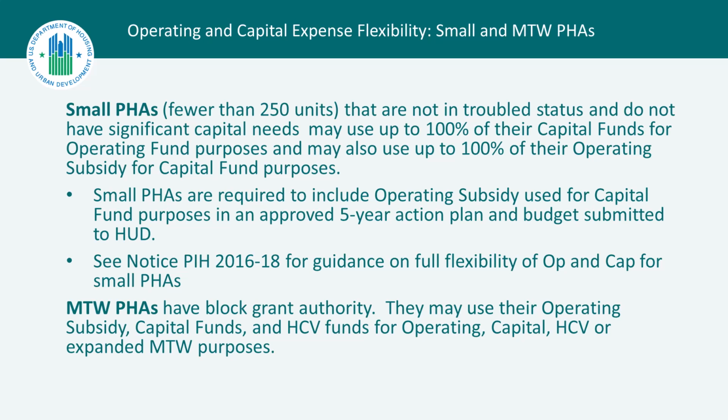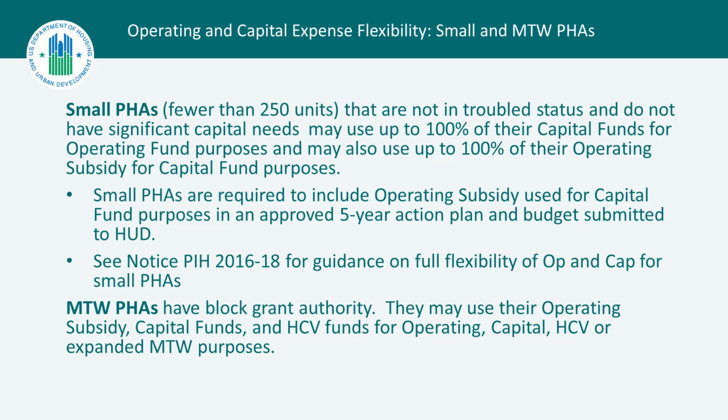Small PHAs, defined as PHAs with fewer than 250 public housing units, have full flexibility with these funding sources, provided that they are not designated as troubled and do not have significant capital needs. Such PHAs may choose to use up to 100% of their capital funds for operating fund purposes. Small PHAs can also use up to 100% of their operating funds for capital fund purposes.